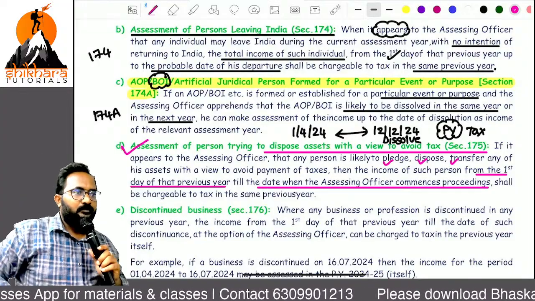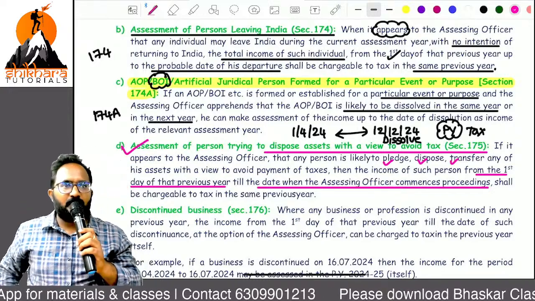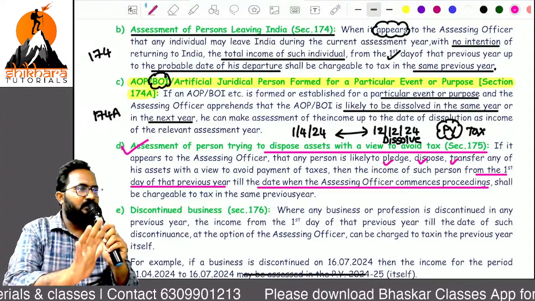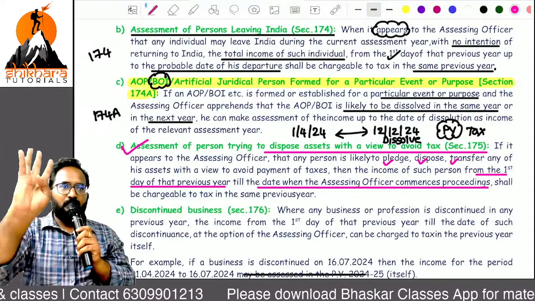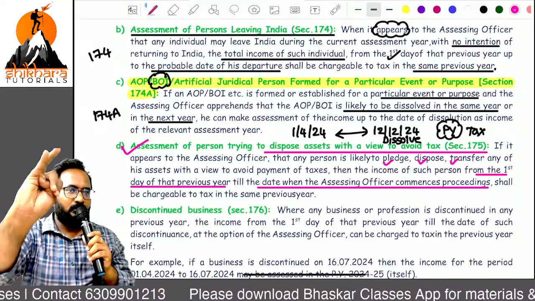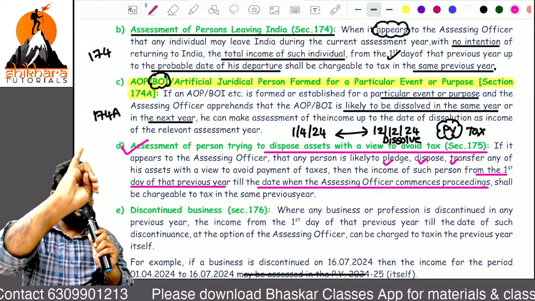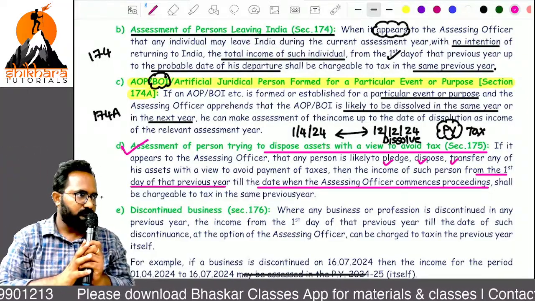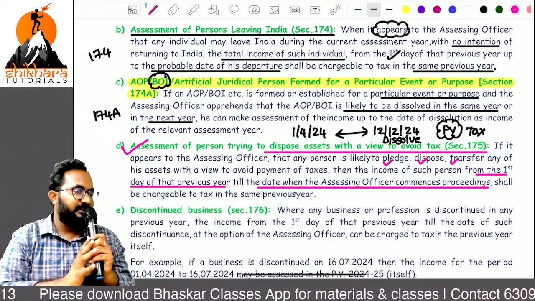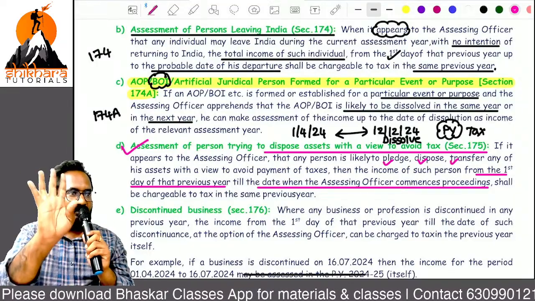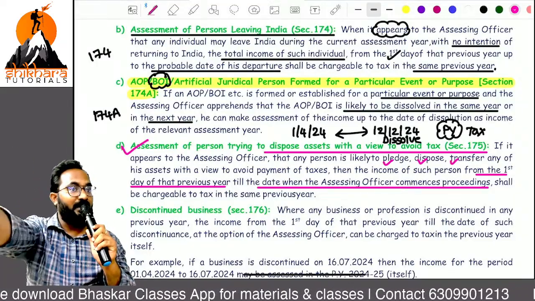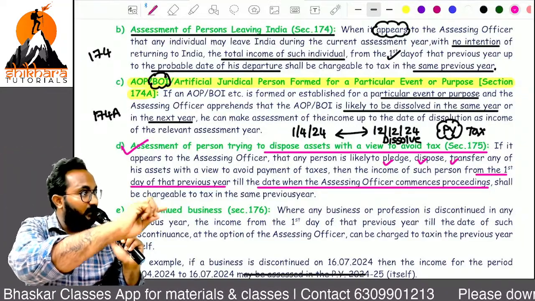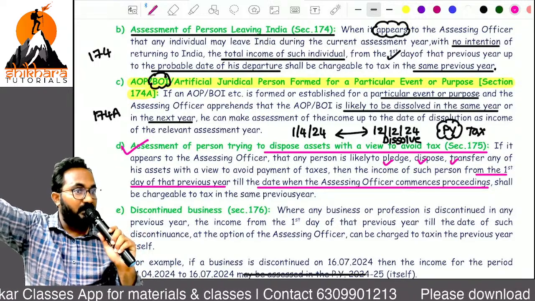Example: from the first day of the previous year onwards, you transfer one asset every month. Till August, you transfer 4 assets: April, May, June, July. So 4 assets are transferred, one every month, to others as a gift only to avoid tax. Now in the month of August, he started the proceedings. So on the total income you avoided during these 4 months, you are required to pay the tax in the previous year only. No need to wait for the assessment year.